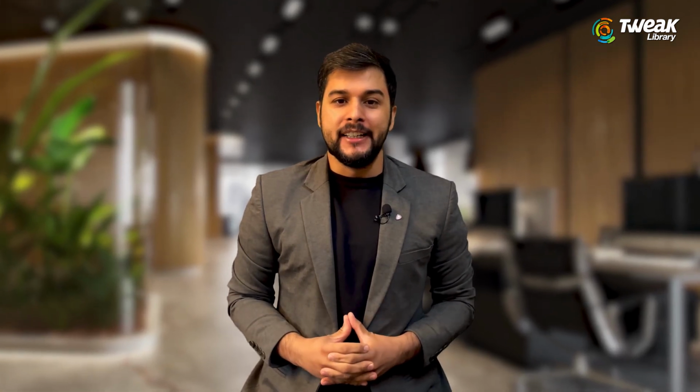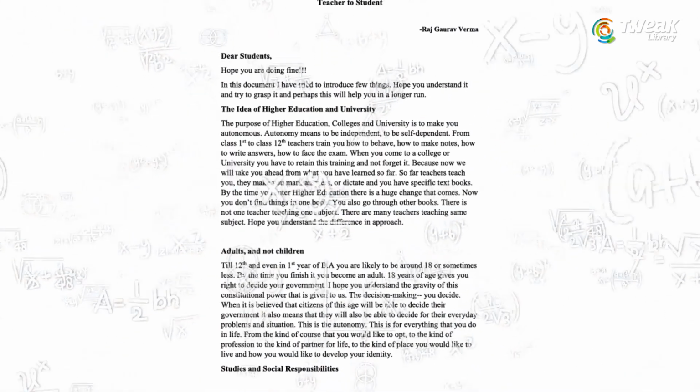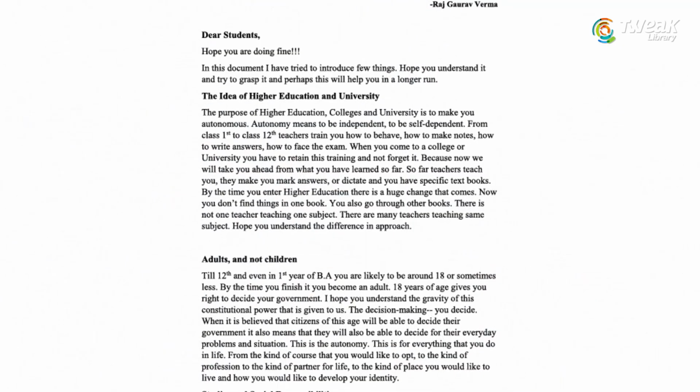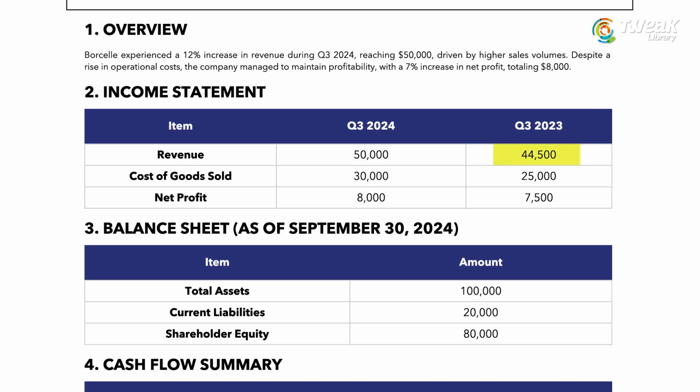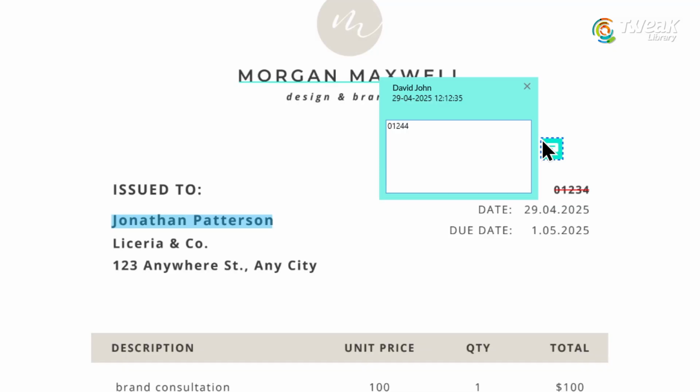When reading long PDFs, it is easy to lose track of important points. Students need to highlight key topics, and professionals often need to review reports and mark changes. In this video, I'll show you a simple way to highlight text and make clear notes inside any PDF.